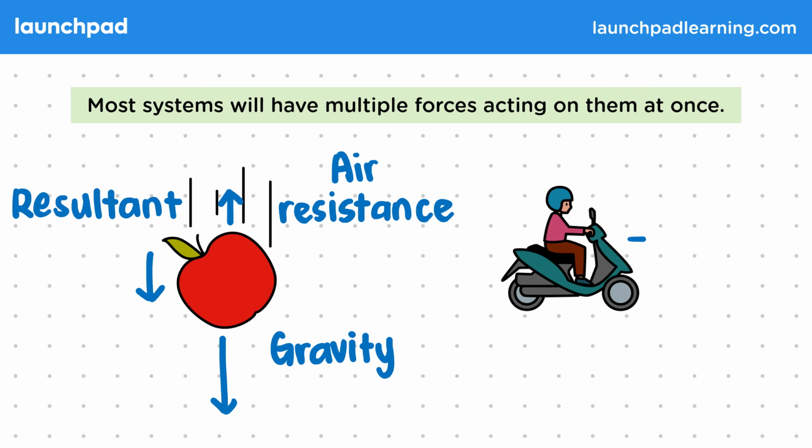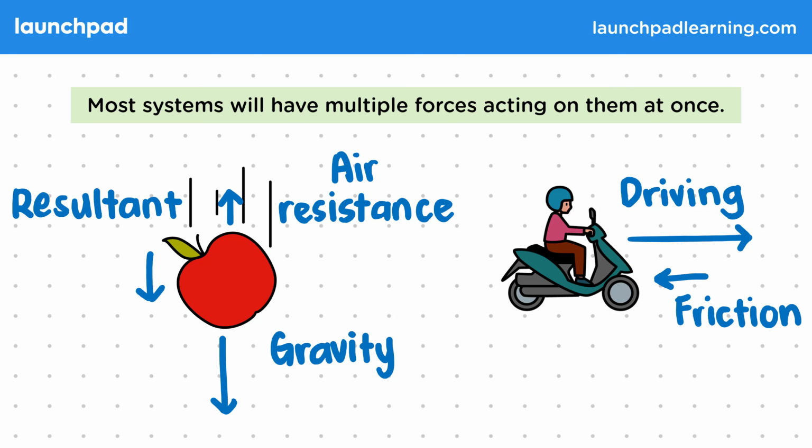Another example is an accelerating moped. There's a driving force from the engine, but there's also friction and other resistive forces at play. These oppose the driving force. As the driving force is larger, the resultant force allows the moped to accelerate, but slower than if there were no resistive forces. So to keep a constant speed, we need a driving force that balances the friction.